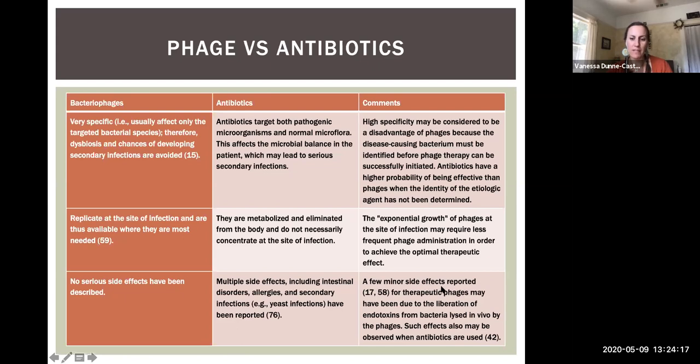So there are, of course, some side effects because, of course, if you have an active infection of an infectious agent, you're going to have lysed bacterial cells.